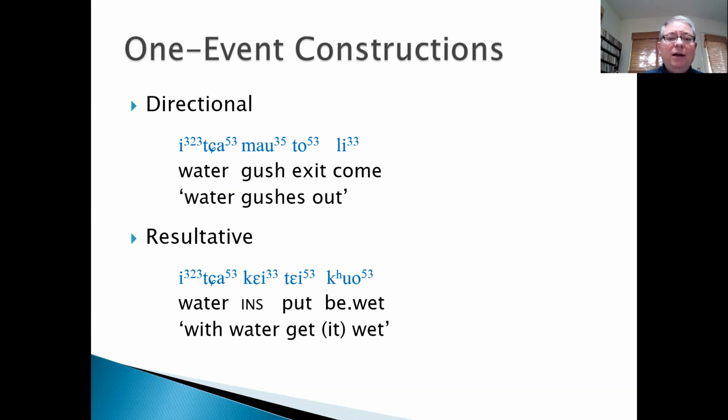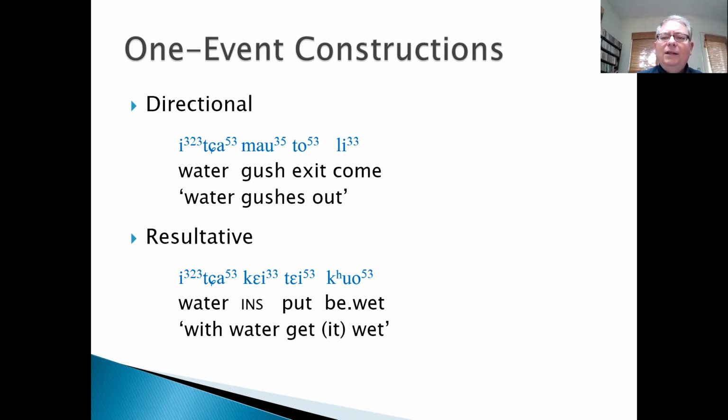So in the top example here, "gush, exit, come." This translates to "gush out" in English, but the "come" there tells us that the action, the water, is gushing towards the speaker, towards the deictic center. If you were to use "go" as your final verb here, then it would be gushing out away from the speaker, right? So we've got directional uses of the serial verb construction.